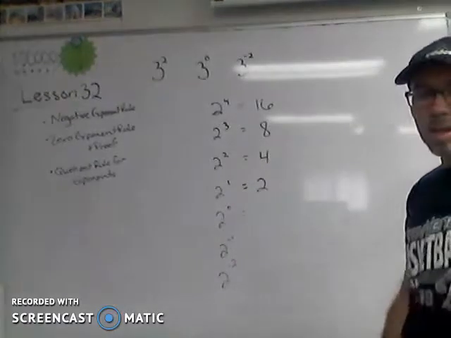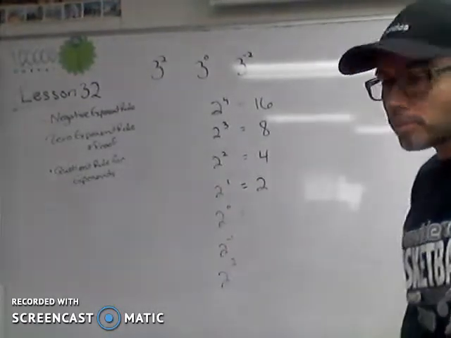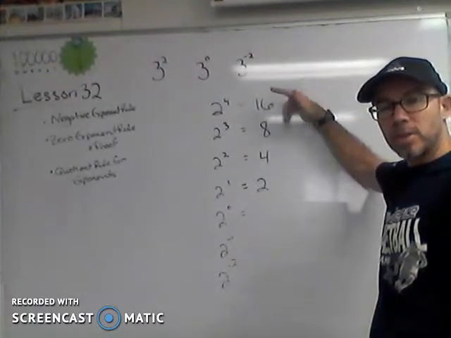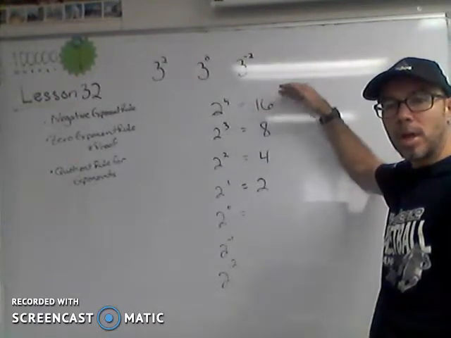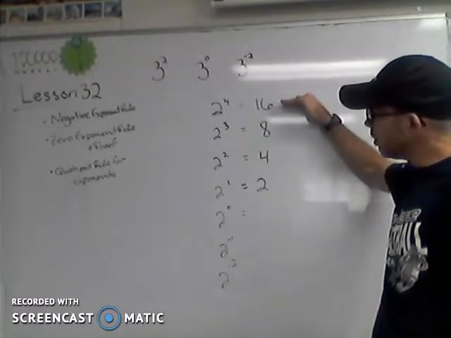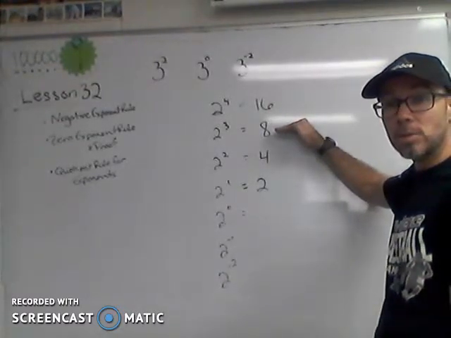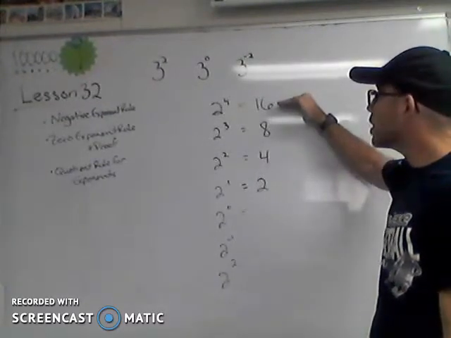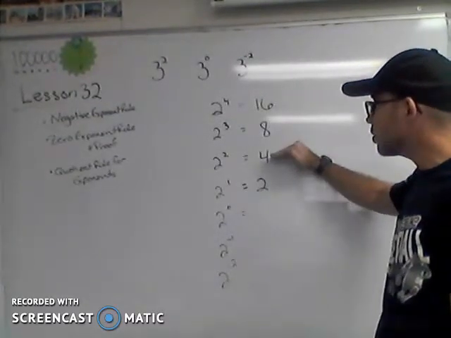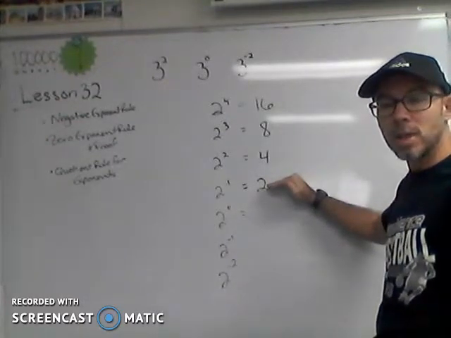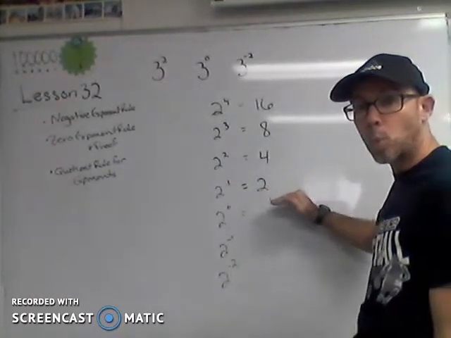Then what happens here when I get to 2 to the 0? Well, one thing to do is just observe the pattern. Every time that we drop the power down by 1, what happens over here in this column is that it just drops in half. It's cut in half or is divided by 2. So 16 divided by 2 is 8. 8 divided by 2 is 4. 4 divided by 2 is 2. 2 divided by 2 is 1.